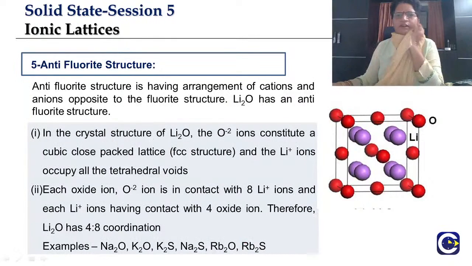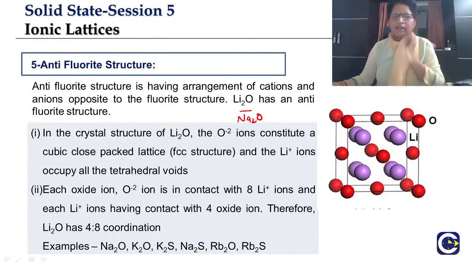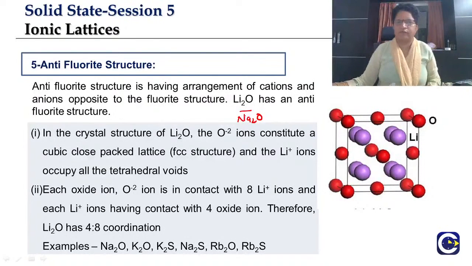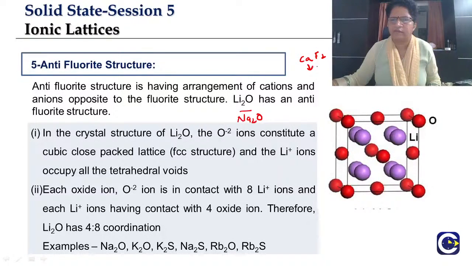In anti-fluorite, as I was saying, you can take lithium oxide, you can take sodium oxide. A little difference from what we have seen. In calcium fluoride, calcium is forming the CCP, and fluorides occupy the tetrahedral voids. In anti-fluorite, it's reverse. Whatever we are getting as 2 will be the tetrahedral voids. Whatever we are getting as 1 will be the closed packed structure.